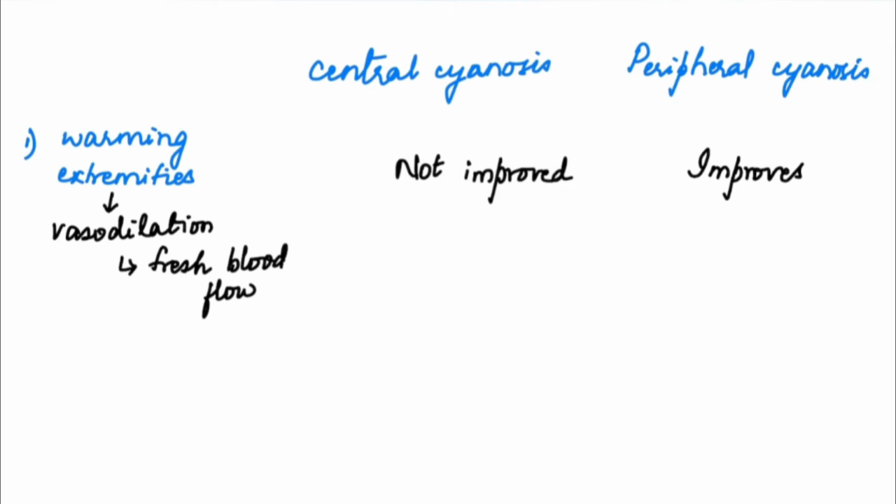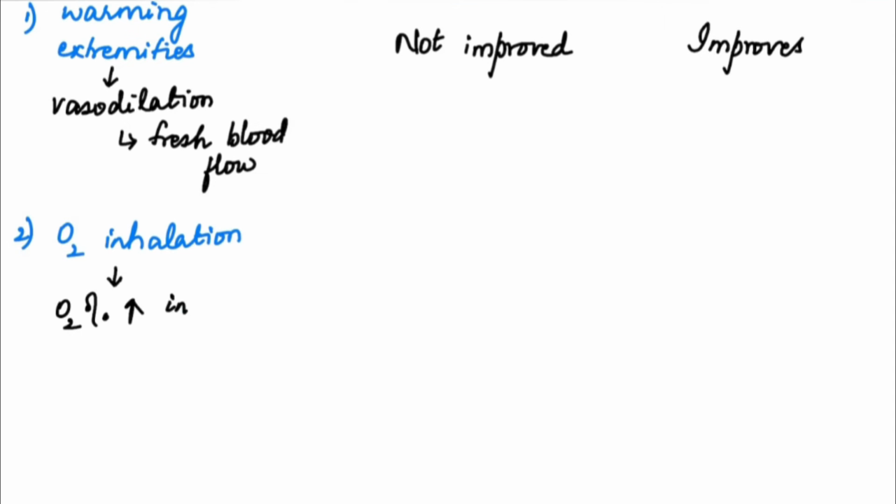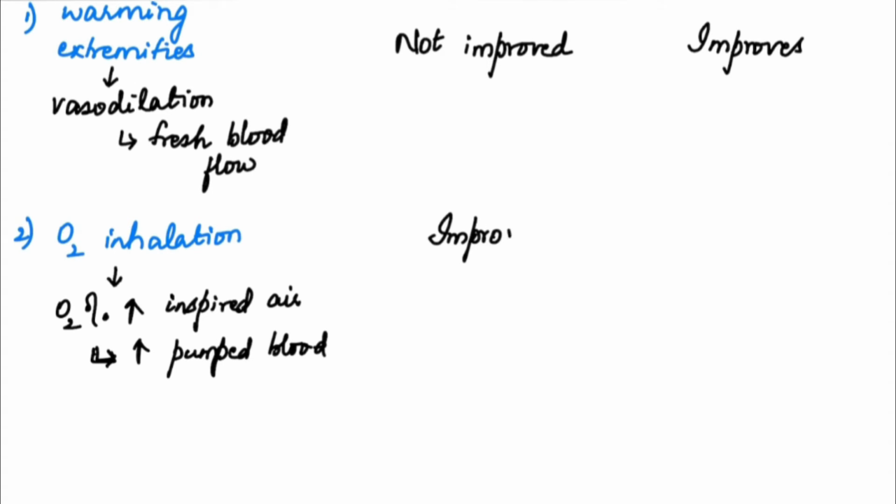The second difference is oxygen inhalation. When oxygen is inhaled, there is an increased percentage of oxygen in the inspired air, because of which ultimately the blood that is pumped out from the heart will have more oxygen. So there is improvement in central cyanosis, but there is no improvement in peripheral cyanosis.